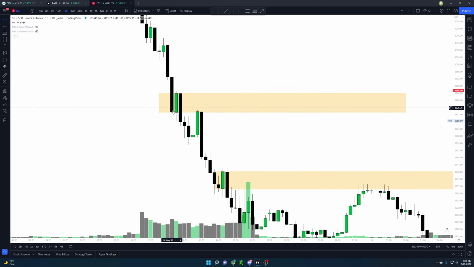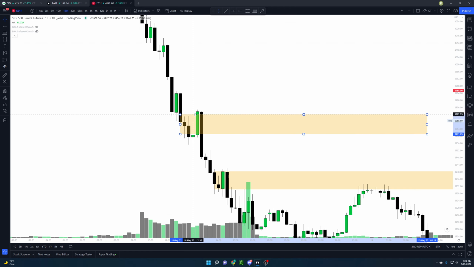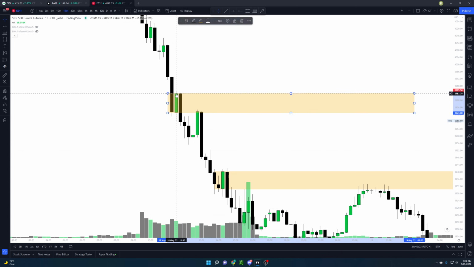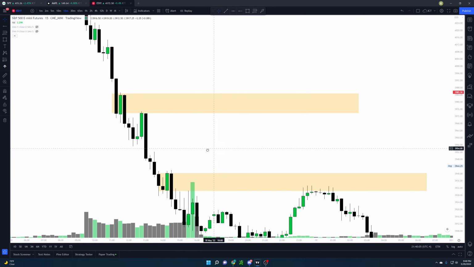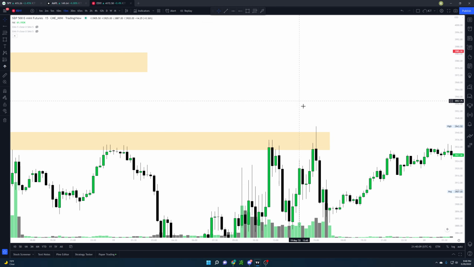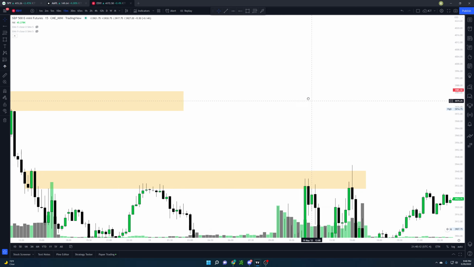Why? Because this zone here is your higher probability zone. This is what we just went over. This zone includes this one. This was just a retest of this zone, so I would rather go with this than this. So now you can safely say, okay, once we break over this, we're targeting that.